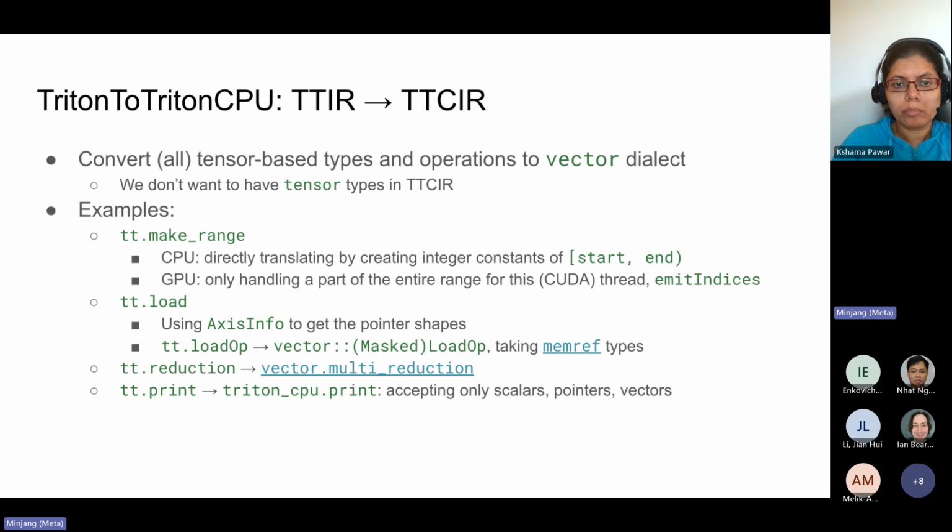There is some interesting case of the Triton print. The print is pretty simple, right? But it turned out to be a bit tricky because we don't want to have tensor type in the TTCIR. There were a couple of trade-offs here, but it was better to introduce a very simple Triton CPU print, an intermediate step that is only taking the primitive types and the vector type, not the tensor. That was better for the later phases because we don't want to keep the tensor types in the later phases after TTCIR.